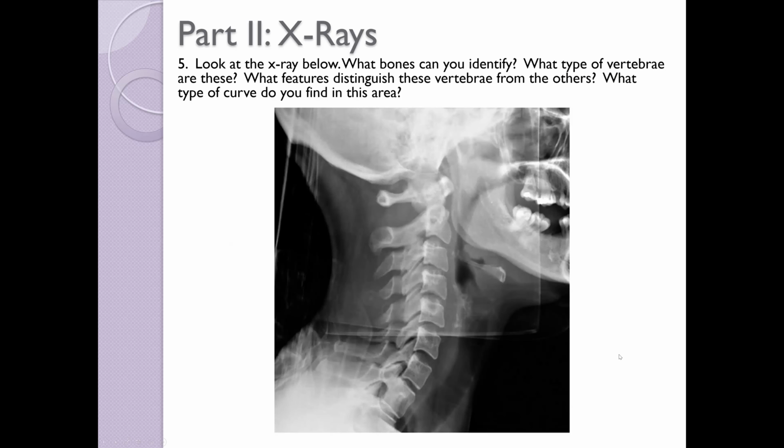Number 5, look at the x-ray below. What bones can you identify? What type of vertebrae are these? What features distinguish these vertebrae from the others? And what type of curve do you find in this area?